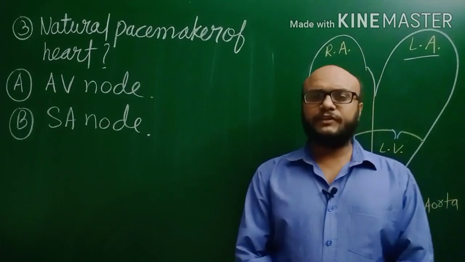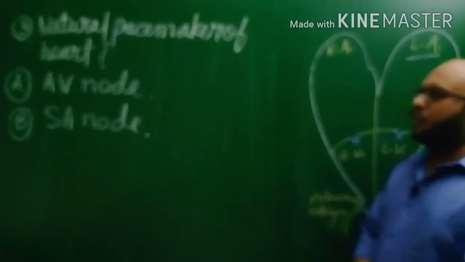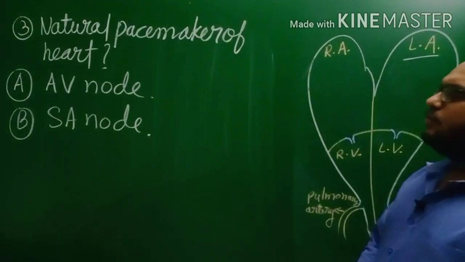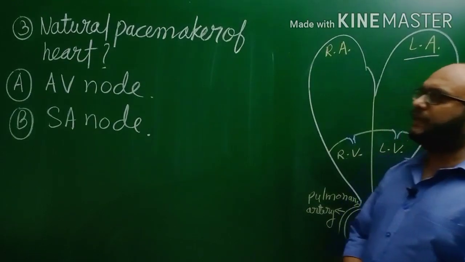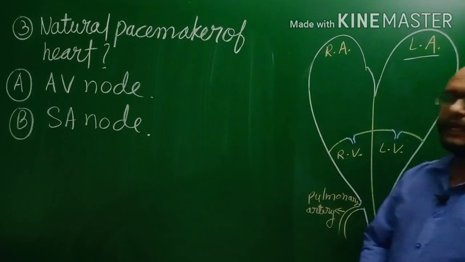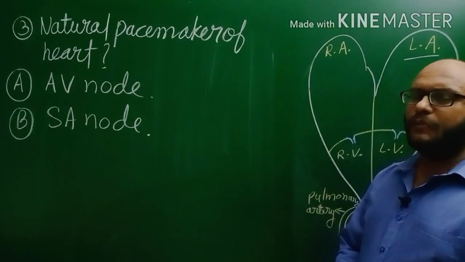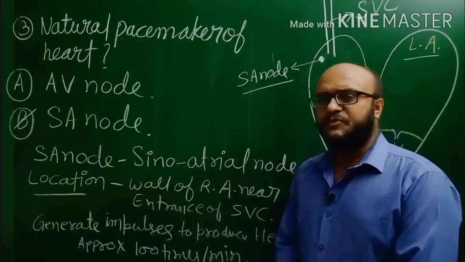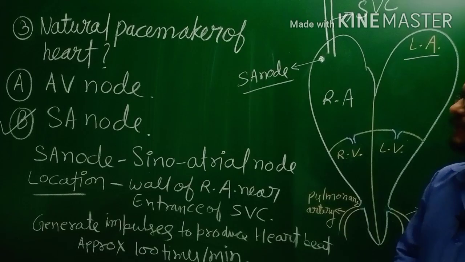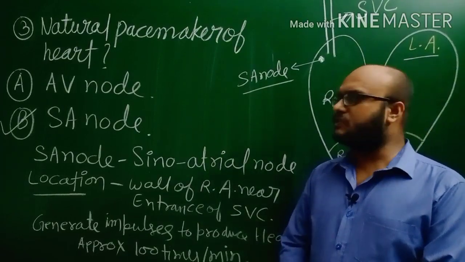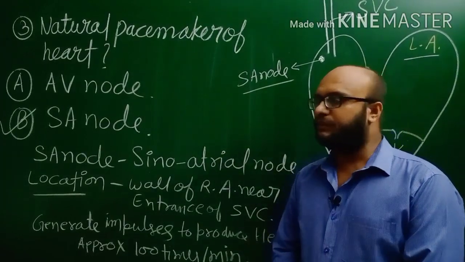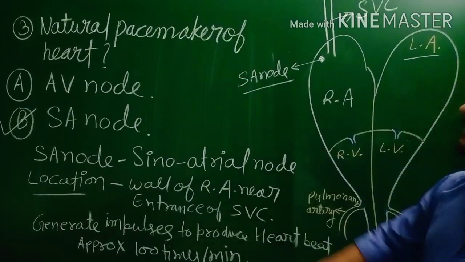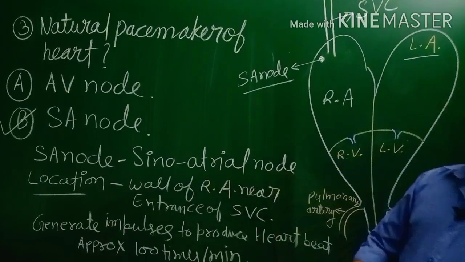Our third question is, which structure of heart is known as natural pacemaker? Option A, AV node, option B, SA node. Option B is the right answer. Natural pacemaker of heart is known as SA node. SA node full form is sinoatrial node.